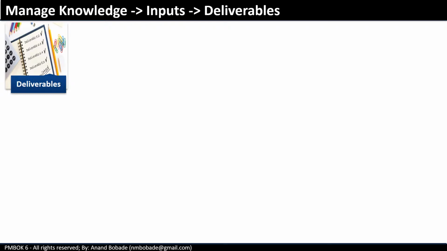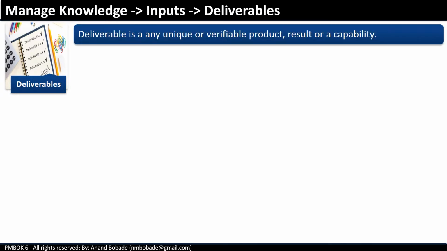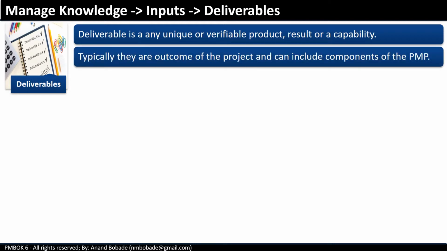Next input is deliverables. A deliverable is any unique or verifiable product, result, or capability. Typically, they are the outcome of processes, a project phase, or the complete project itself. Deliverables are the output of the direct and manage project work process. It is a previous process that we learned.